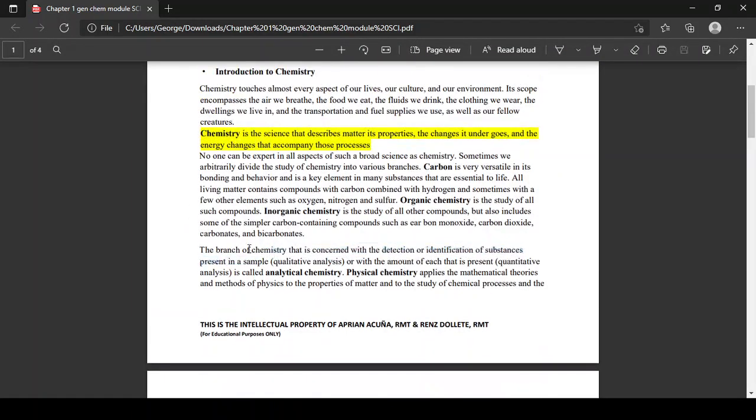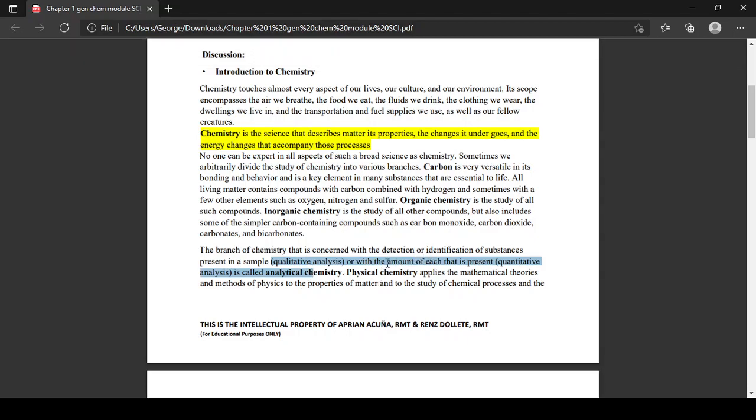It's the branch of chemistry that is concerned with the detection or identification of substances present in a sample, which is called qualitative analysis, or with the amount of each that is present, which is called quantitative analysis. Both the qualitative and quantitative analysis are called your analytical chemistry. Kids, your analytical chemistry is divided into two: your quantitative chemistry and qualitative chemistry.